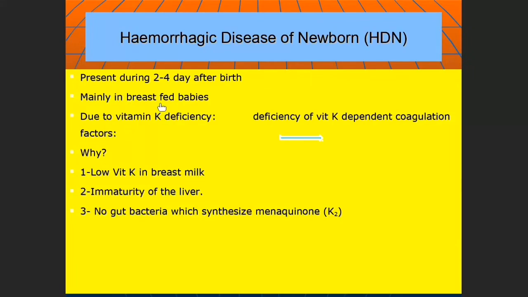Hemorrhagic disease of the newborn is due to vitamin K deficiency and thus deficiency of vitamin K dependent coagulation factors. Causes include low vitamin K in breast milk, so it is common in breastfed babies. Formula milk contains enough vitamin K, so it doesn't happen much in them.